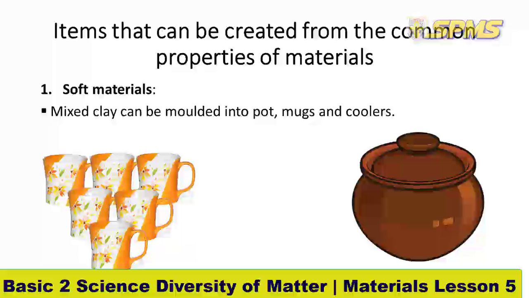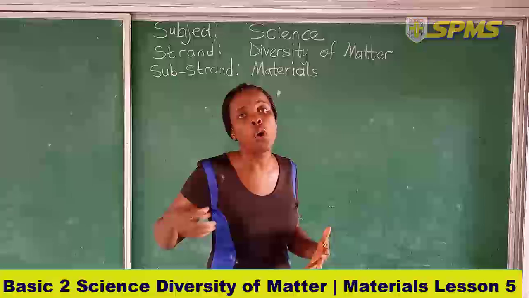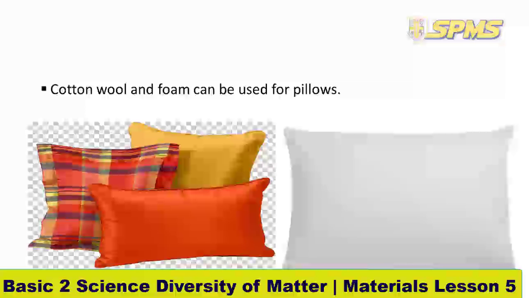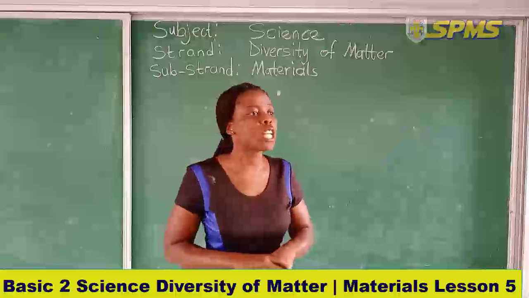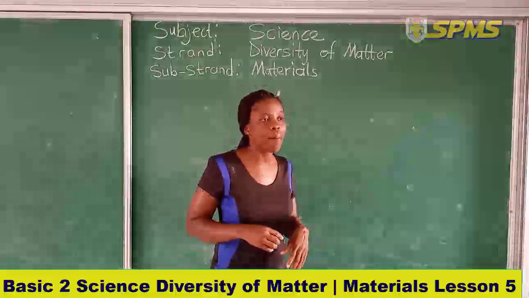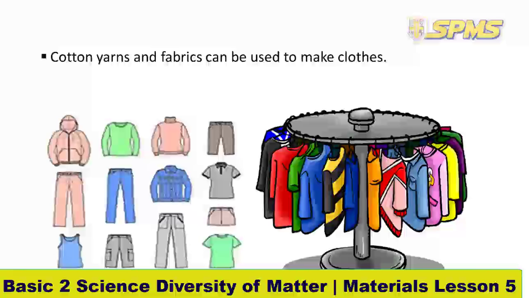Not only this, we can have so many materials that you can make into something else. Like cotton is soft. What can you use it for? Good. We have the picture over there. Cotton wool and foam can be used for pillows. You see, they are soft items. So you can use them for another thing. You can also use the cotton yarns and the fabrics to make clothes.